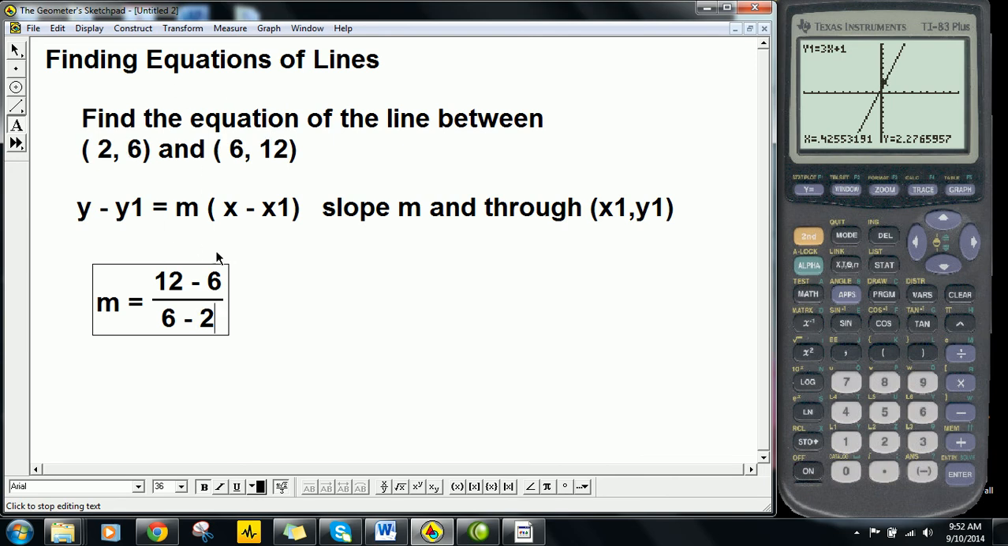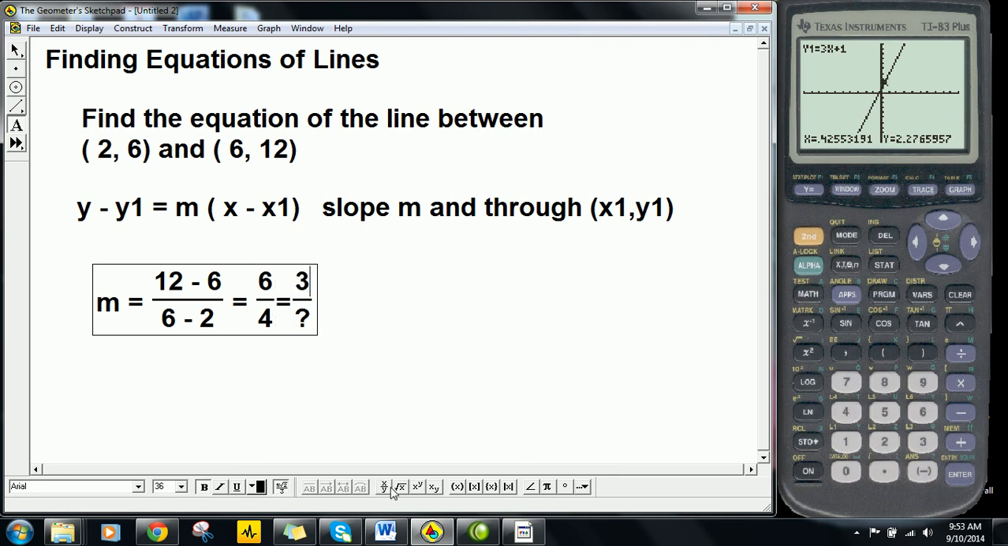The change of y on top, the change of x on the bottom. Just be consistent. If I start with 12 on top, I start with 6 on the bottom. These numbers are not too bad, so 12 minus 6 is 6, and 6 minus 2 is 4. I'll simplify that to 3/2.